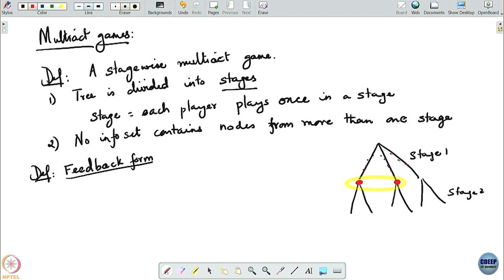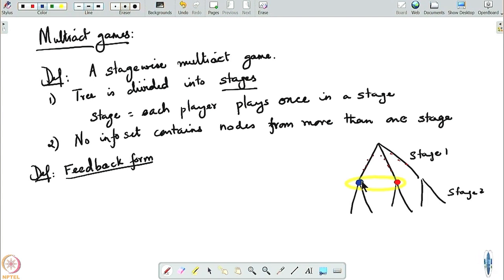He knows that stage 2 has begun, but what he does not know is what happened in the previous stage, what was the conclusion of the previous stage. He does not know if the previous stage concluded with the red node or with this blue node. So when you divide the game into stages, if you want the game to be in feedback form, essentially whatever happened in the first stage, there should be clarity that that is from where the next stage is beginning. So essentially there is a well-defined end to the first stage from which the next stage is beginning.